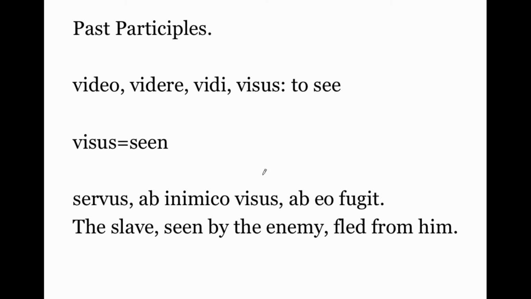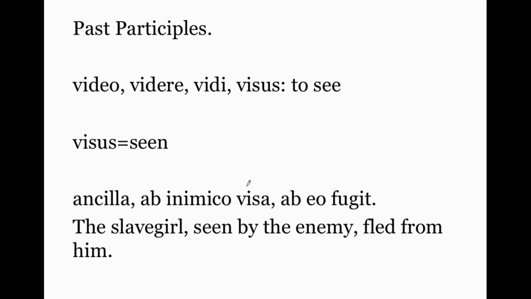Okay, so now you can always add having been when you have a passive past participle of an active verb. Notice, by the way, when the subject is feminine, the past participle has to also be feminine. So if it was ancilla, it's going to be visa, seen by the enemy.